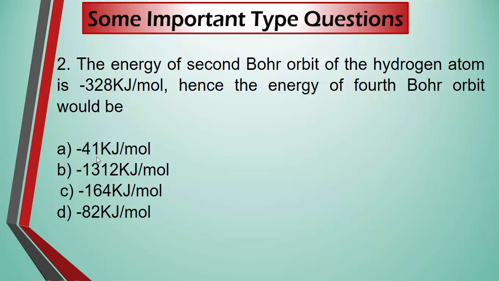So let's see the different options. Option A, minus 41 kilojoule per mole. Option B, minus 1312 kilojoule per mole. Option C, minus 164 kilojoule per mole. Option D, minus 82 kilojoule per mole. So now let's see which one is the correct answer. Correct answer is option D, minus 82 kilojoule per mole.